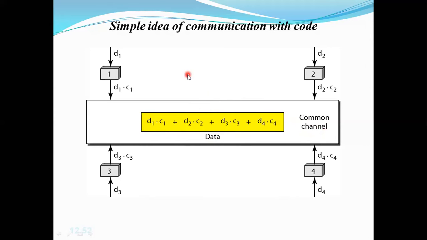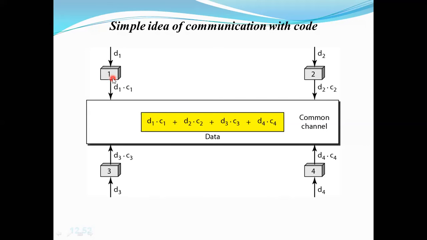Now, one of the very important things you're supposed to know is about the code here. We assume the code assigned to the station should have the following properties. Whatever code is assigned to individual stations should have the following properties. The first property is that if you multiply the code of one station by the code of another, the result should be zero. Let us imagine station one and station two: the code of station one and the code of station two, if you multiply them, the result should be zero. That is the first property.